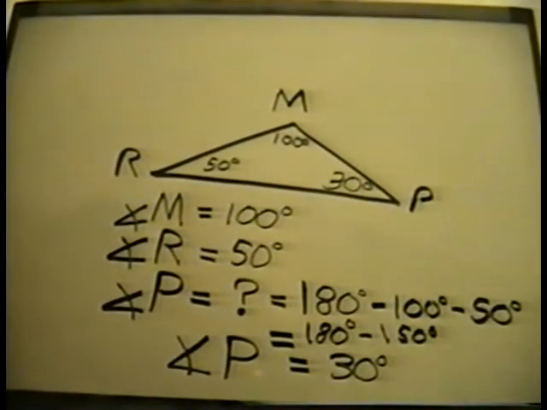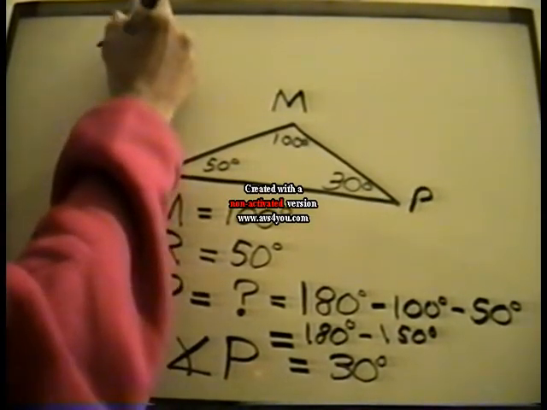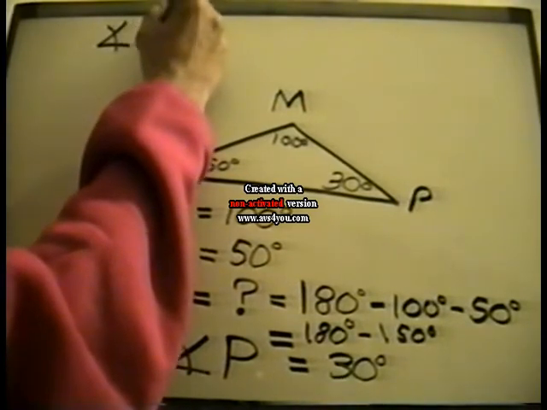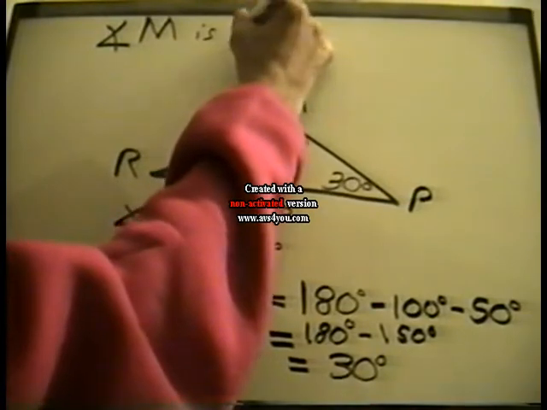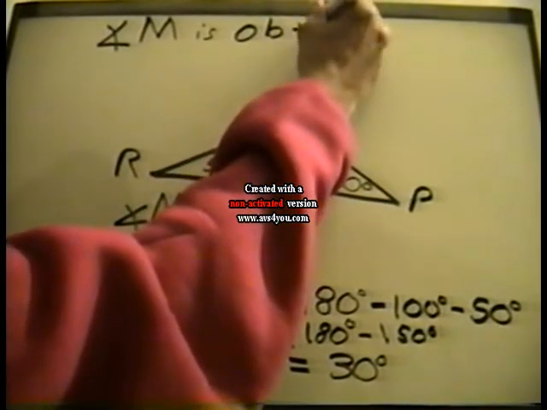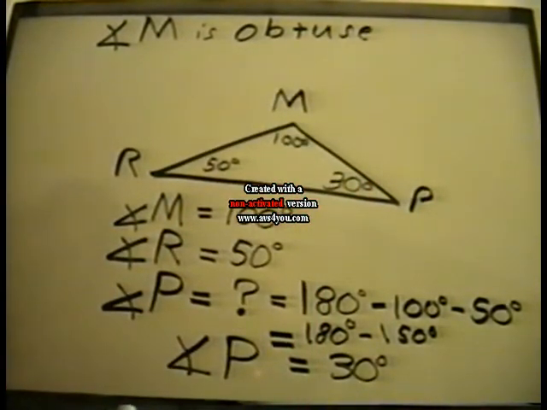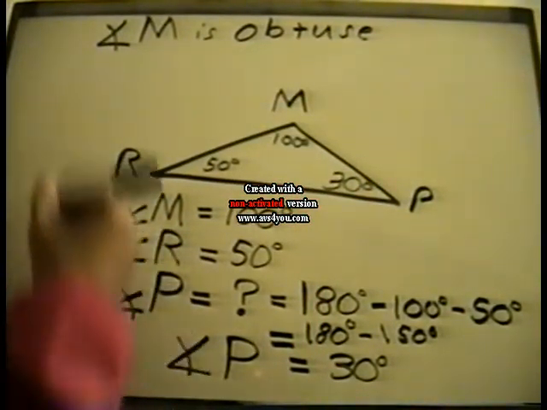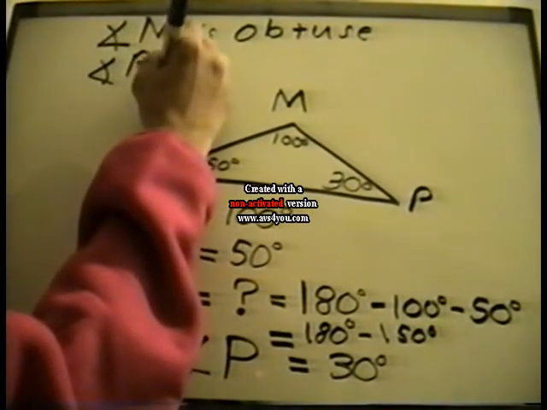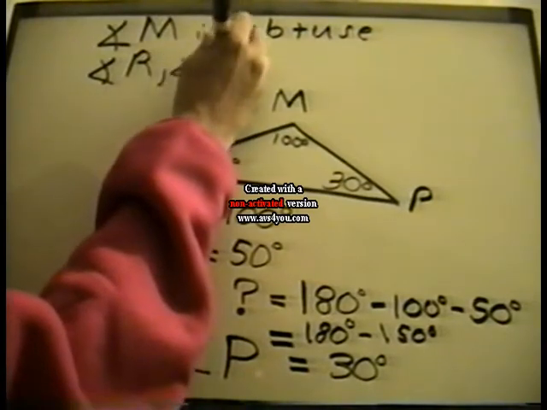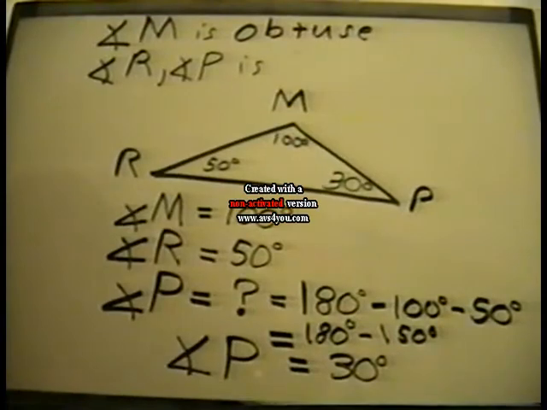So here we say, okay, so we can say that angle M is an obtuse angle. Okay? And angle R and angle P are acute angles.